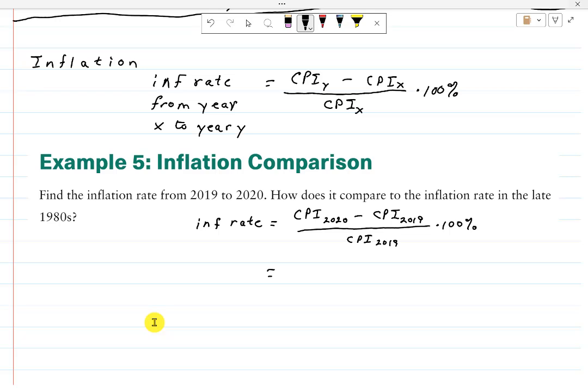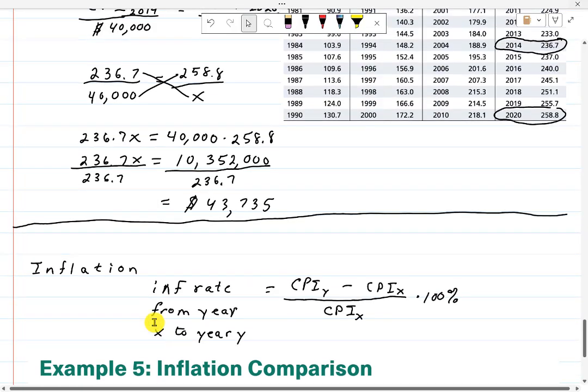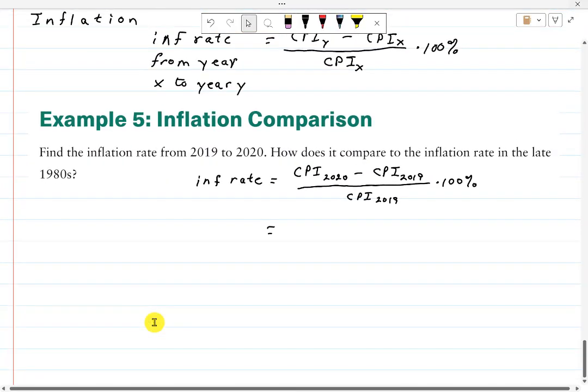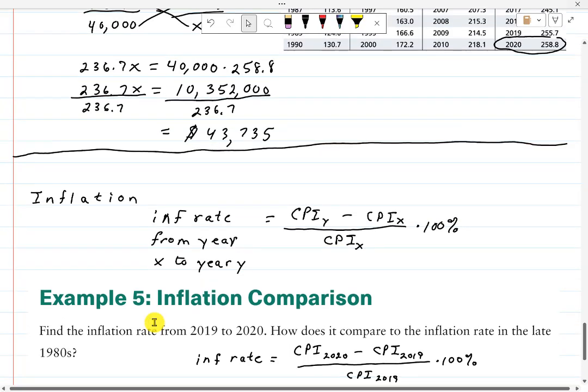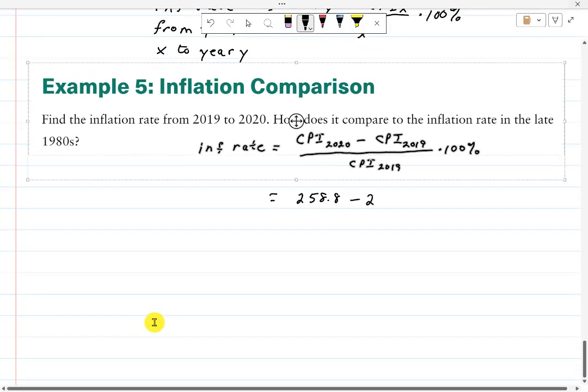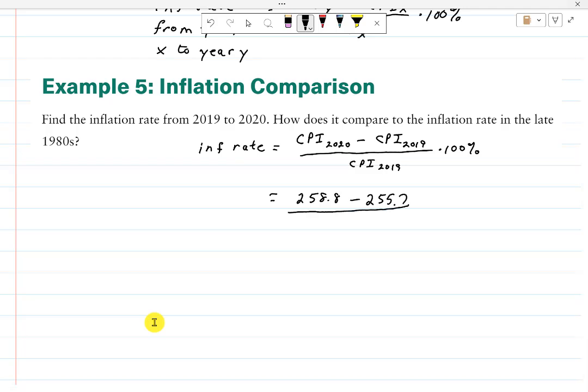Let me get my numbers. I can get them from the table up here. From 2020, we had 258.8. And then from 2019, it looks like 255.7. Divide by 255.7. And then multiply by 100%.